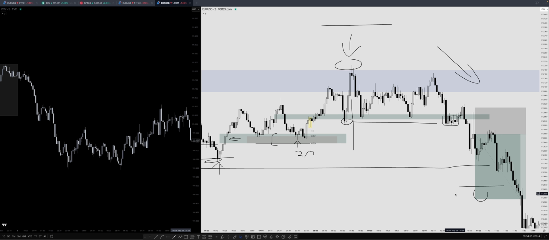So I hope that was insightful. That's how I personally trade. Again, not saying that this is the best way. Every approach, every strategy is different. I'm just sharing what works for me and how I do things.